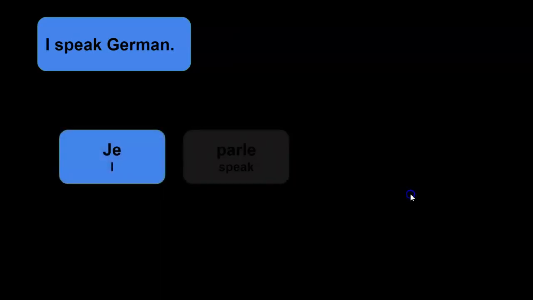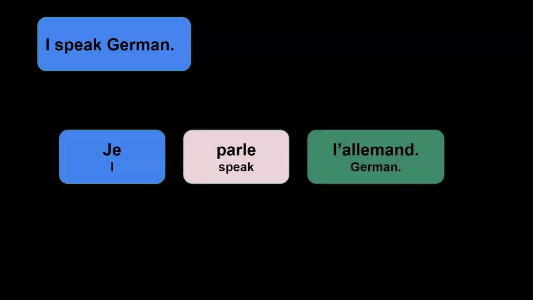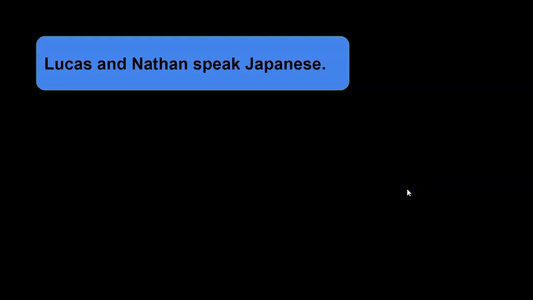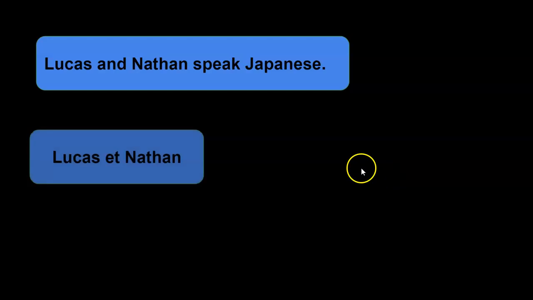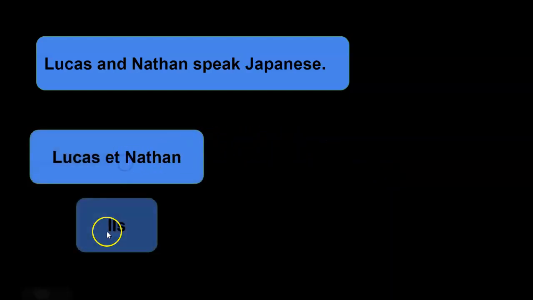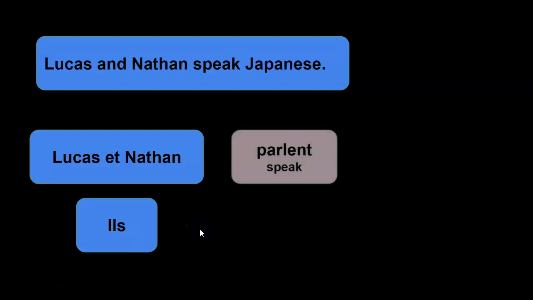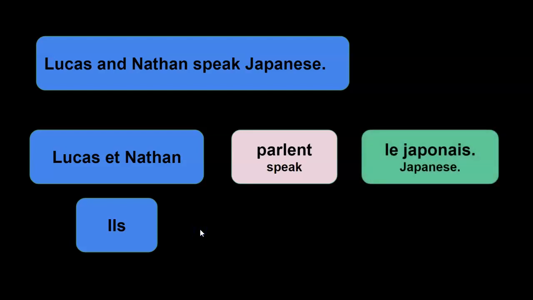I speak German. Je parle l'allemand. Lucas and Nathan speak Japanese. So Lucas and Nathan would be the same subject pronoun as ils, right? So know that this is the ending that you would use. This is interchangeable. Whether I say Lucas and Nathan or they, it's going to be conjugated the same way. Lucas and Nathan parlent le japonais.